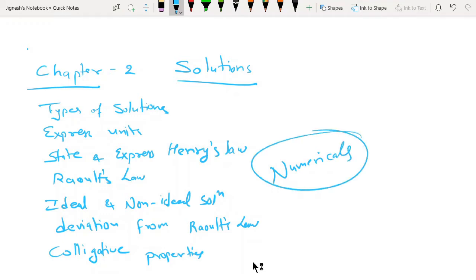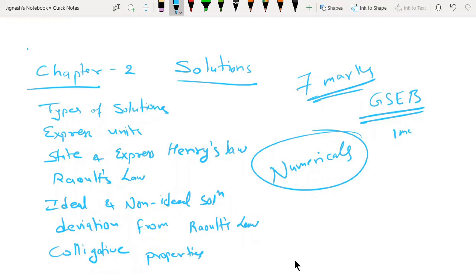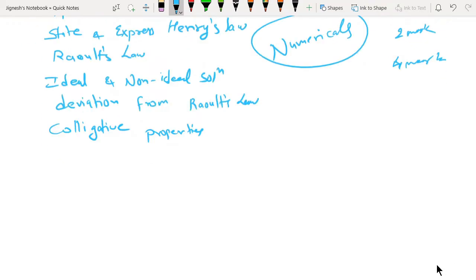Most important thing, this chapter carries 7 marks for Gujarat board 12th standard. They can ask you 1 MCQ or 2 MCQs maybe from this, then 1 2-mark question and 1 4-mark question. So this is the distribution according to the blueprint, but it may be changed according to the need of the paper setter. Okay. So guys, what is a solution?